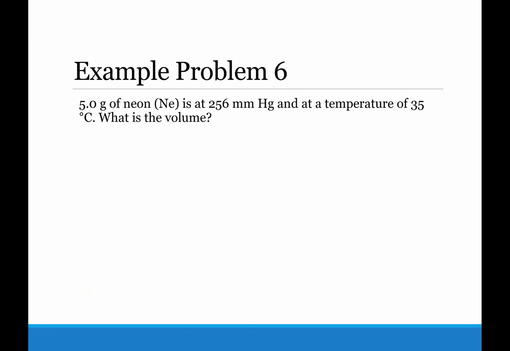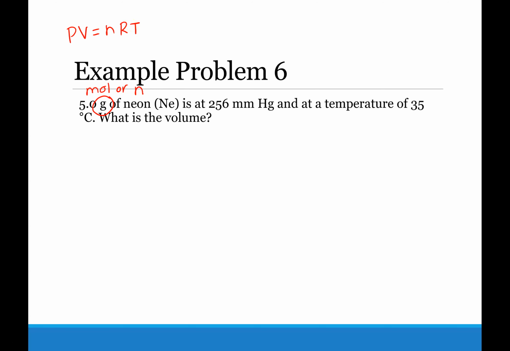Example problem 6 reads, 5 grams of neon is at 256 millimeters of mercury and at a temperature of 35 degrees Celsius. What is the volume? So when y'all see grams or moles or the letter N, which is what we use to represent moles, you should immediately think the equation PV equals nRT.